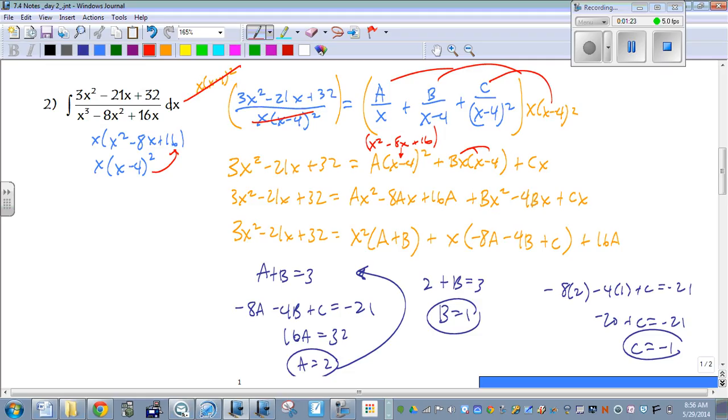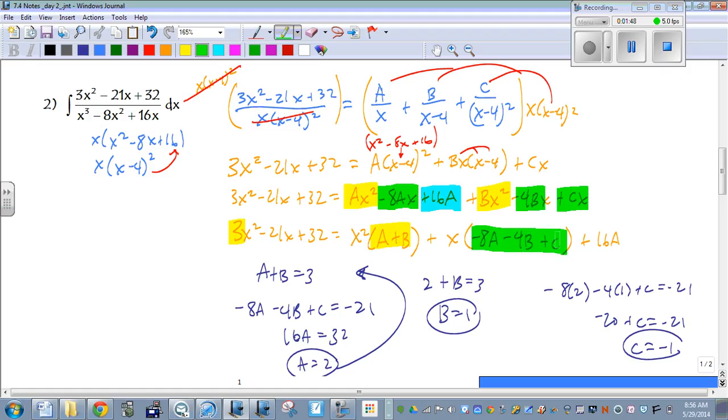Then we're looking for like terms. So we have some x squared terms. We have some x terms. And we have one lonely constant. So we factor the x squared out, we get a plus b. That has to add up to give us 3. That's our first equation. Factor the x out, we get negative 8a minus 4b plus c. Those have to add up to negative 21. That gives us our second equation.